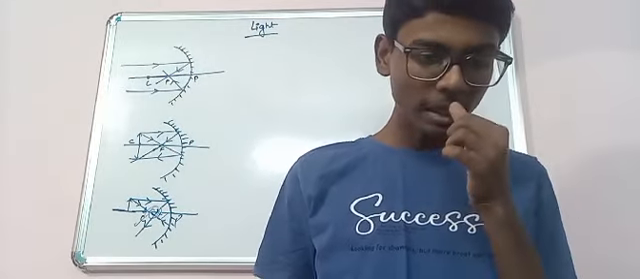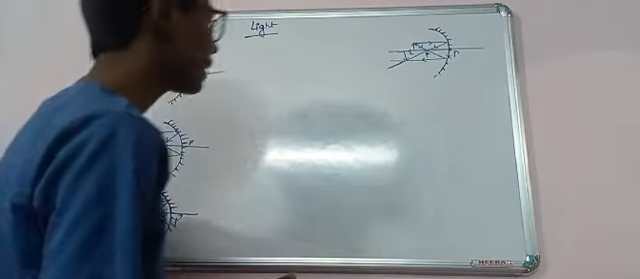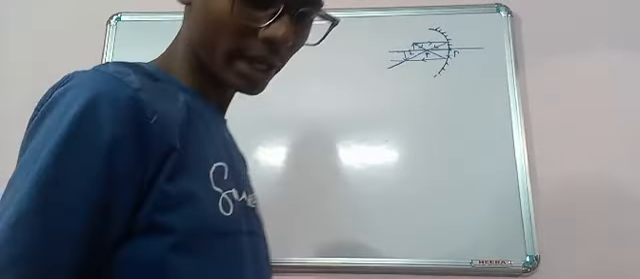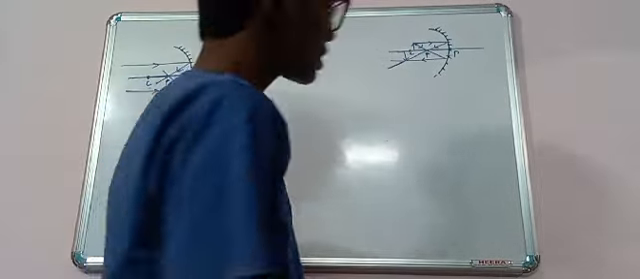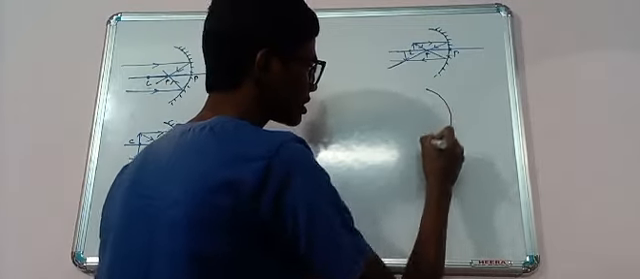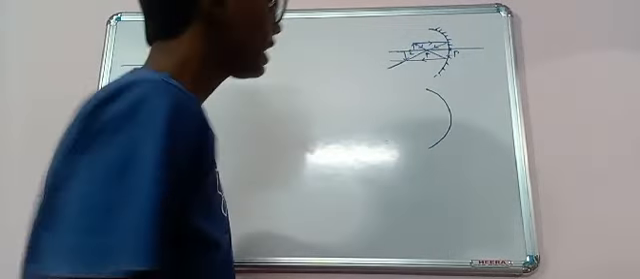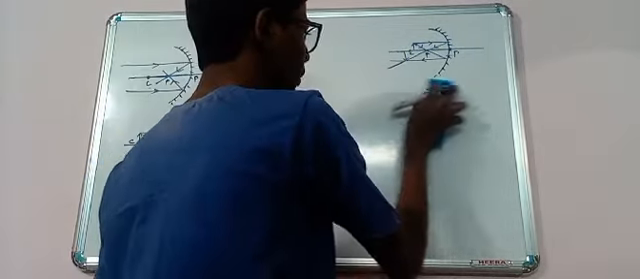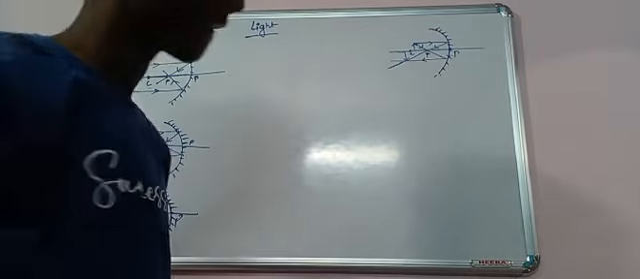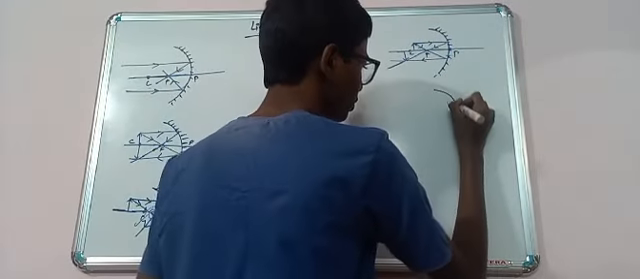Next, when the object is kept at focus. Okay, when the object is kept at focus, then again there is a twist. We will not have the image as such. It will be formed at infinity. Let's see how.